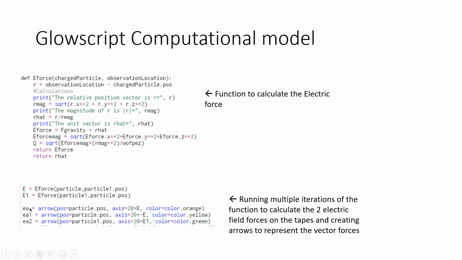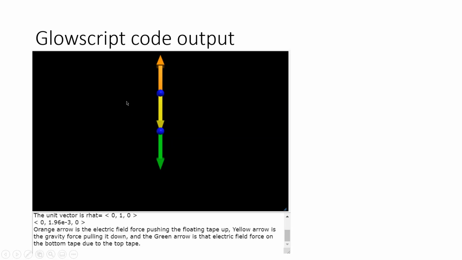Finally, I draw three arrows to represent three different vector forces, two from the electric fields going back and forth, and one for the gravitational force pulling the top tape downwards. As we can see in this diagram right here, the orange arrow is the electric field force from the bottom tape, which is the bottom blue sphere right here, pushing the floating tape up. The yellow arrow is the gravitational force pulling it down, and the green arrow is that of the electric field force on the bottom tape due to the top tape.